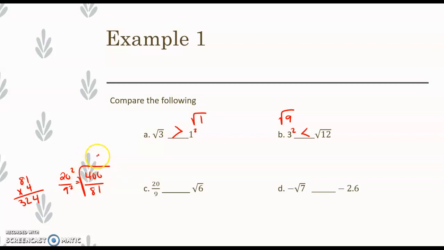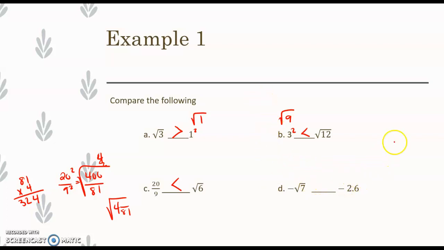So 4 and something. And so now I'm going to compare. I'm working with the square root of 4 and something over 81, which really doesn't matter because 6 is greater than 4. And so then 20/9ths is less than the square root of 6. So again, I'm just squaring numbers so I can compare square roots. It makes it easier. If you could use a calculator, you can compare decimals.